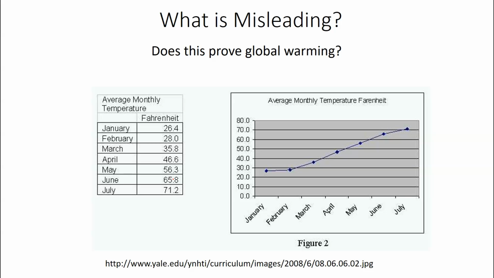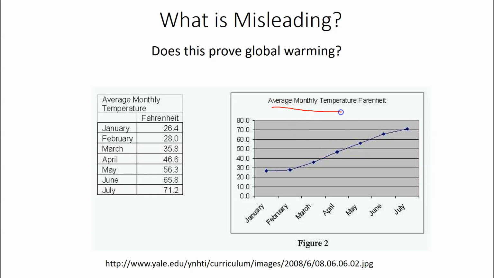This one here, does this prove global warming? You look at it, the temperatures are going up and up and up. It seems like global warming's a thing. And I'm not saying global warming's not a thing. I'm sure I'm being cynical. I'm not saying it's not a thing, but this is a bad graph.